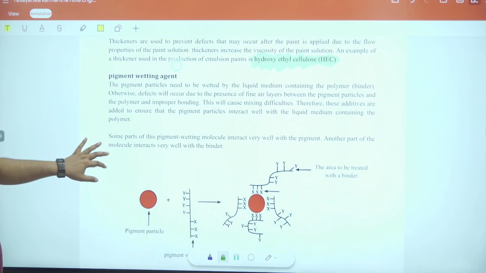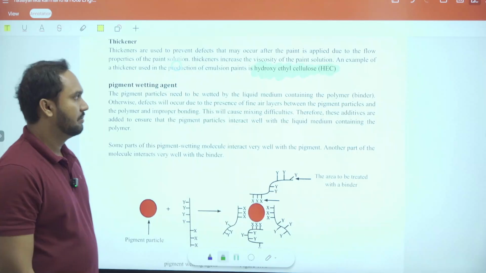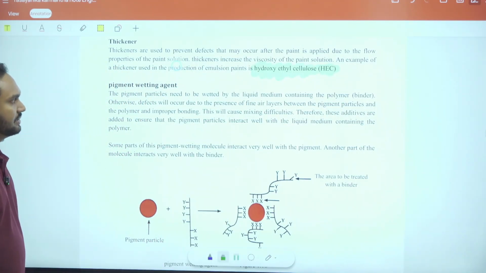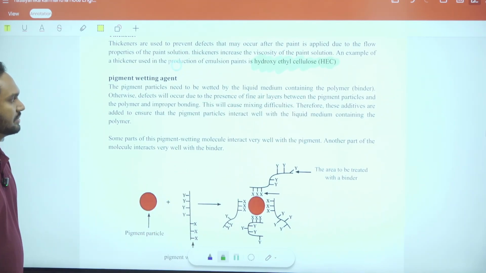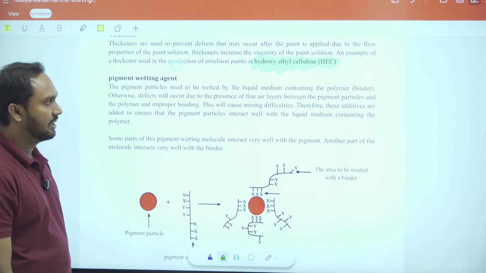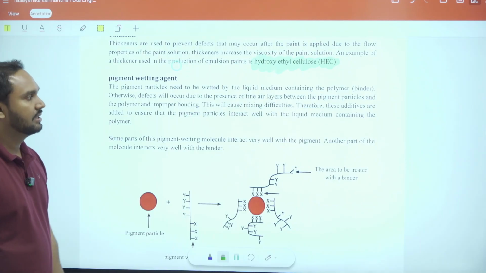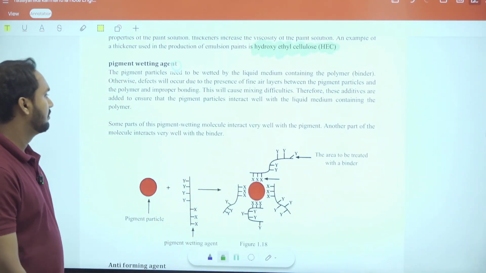Pigment wetting agent, right? The pigment particles need to be wetted by the liquid medium containing the polymer or the binder. Otherwise, defects will occur due to the presence of a fine air layer between the pigment particles and the polymers and improper bonding. This will cause mixing difficulties. Therefore, these additives are added to ensure that the pigment particles interact with the liquid medium containing the polymer.